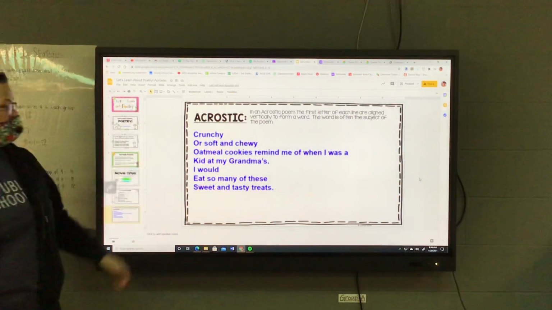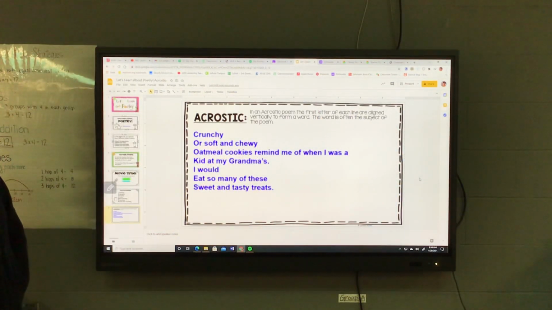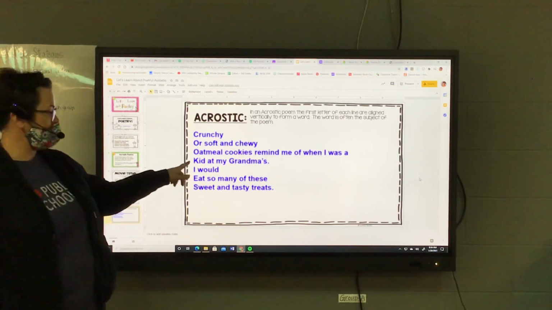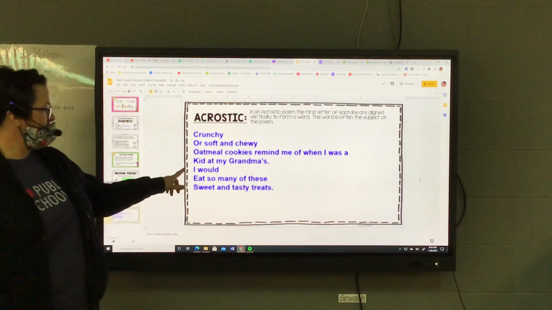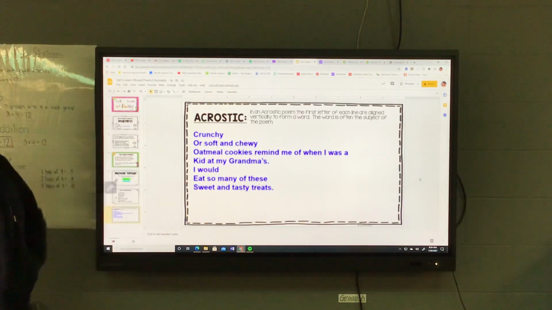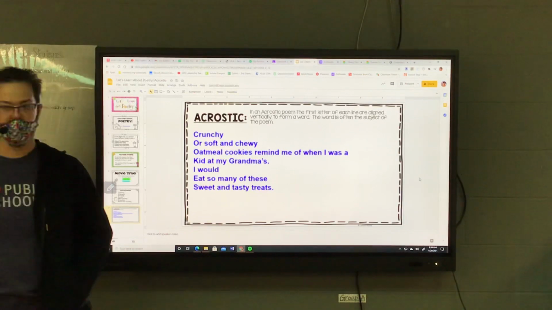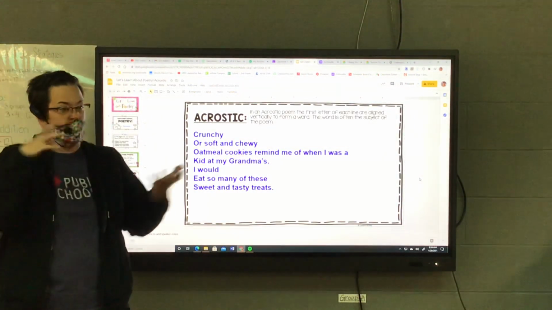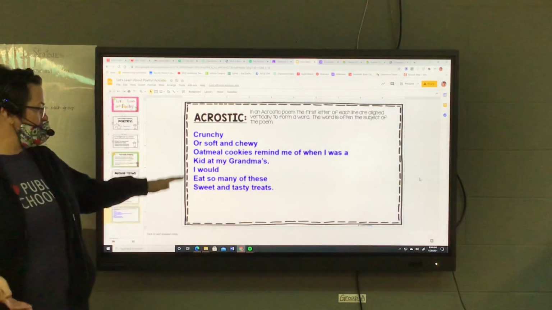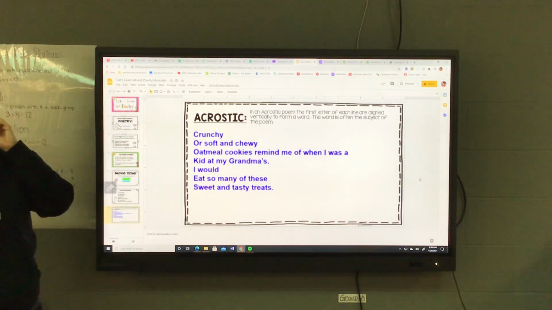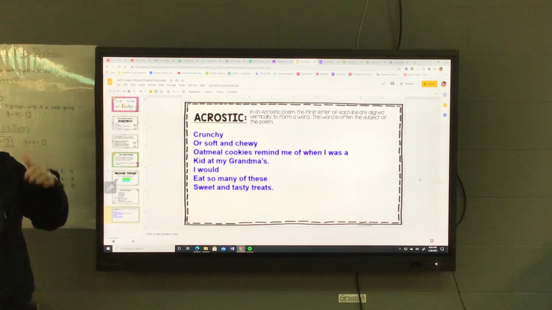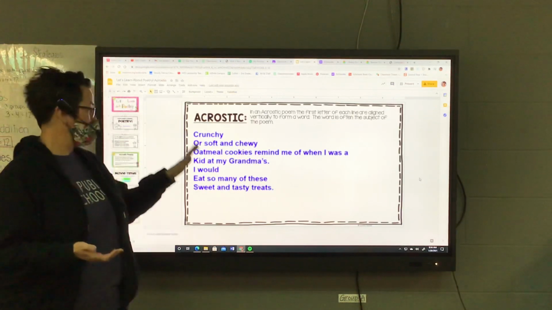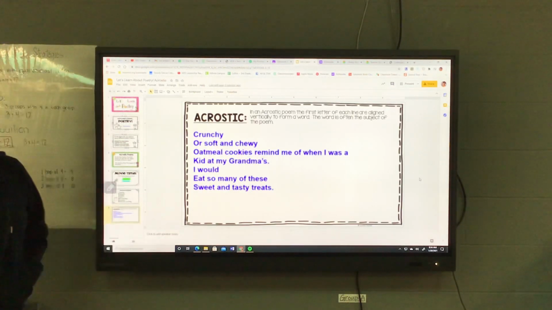I said crunchy or soft and chewy oatmeal cookies remind me of when I was a kid at my grandma's. I would eat so many of these sweet and tasty treats. So I kind of made it just a little story for mine because it was kind of tricky to make some of those letters work with a lot of the describing words that I had. I couldn't start a lot of my descriptive words with those letters.